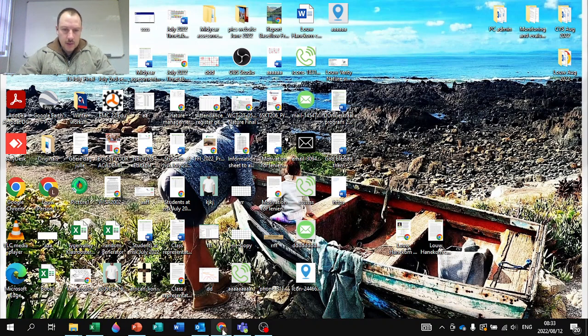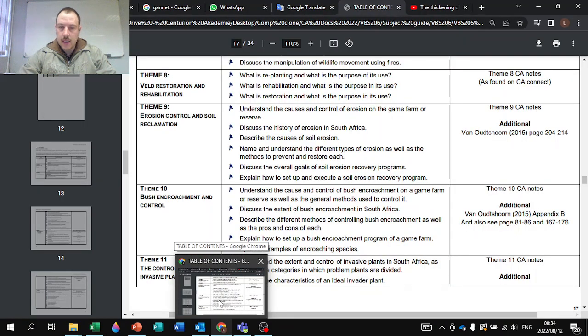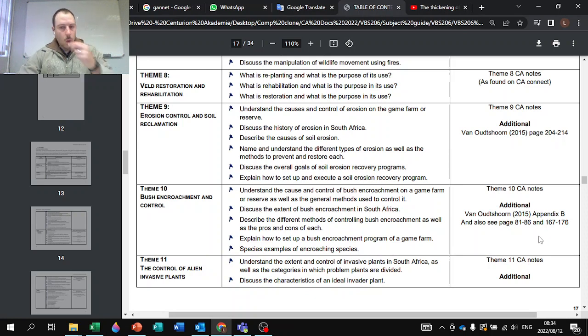There are quite a few things that we need to take account of with regards to what we should cover, and that is content. So if you go and look in your study guide underneath theme 10, bush encroachment and control, you would see that there is a bunch of outcomes, and we've got a specific set of notes. Then we've got van Oudtshoorn Appendix B, and then also pages 81 to 86 and 167 to 176.